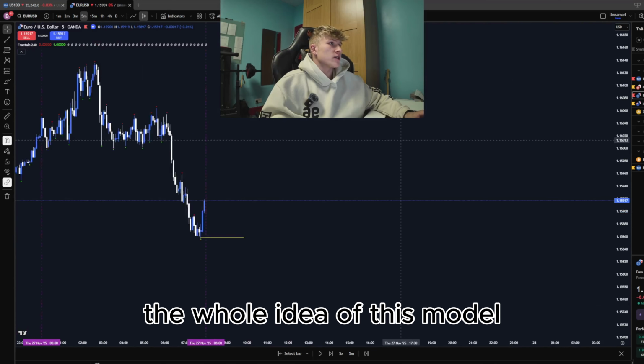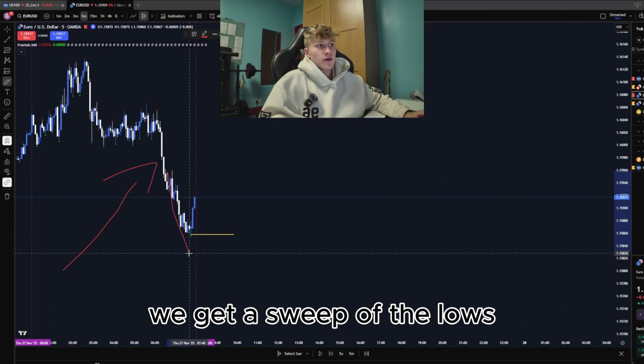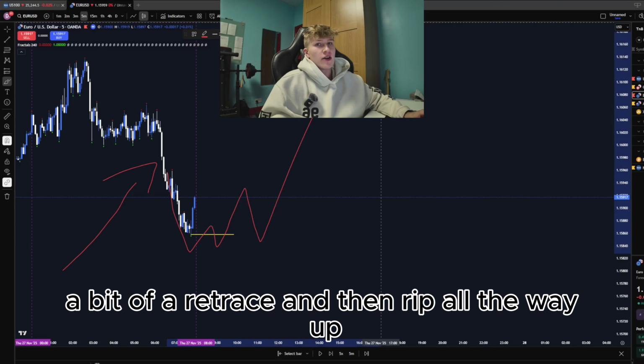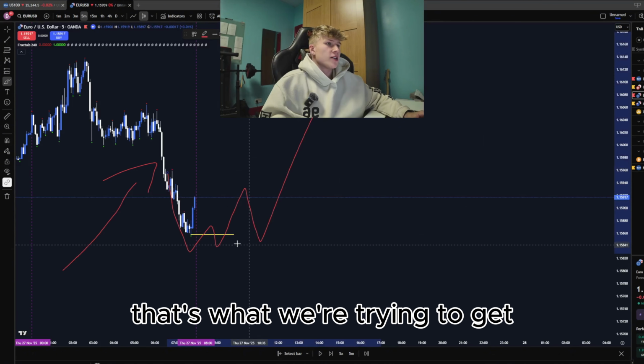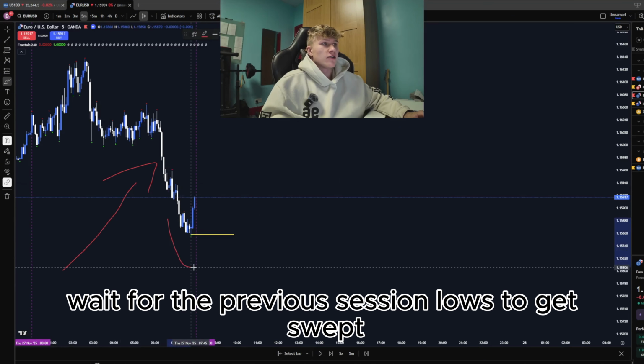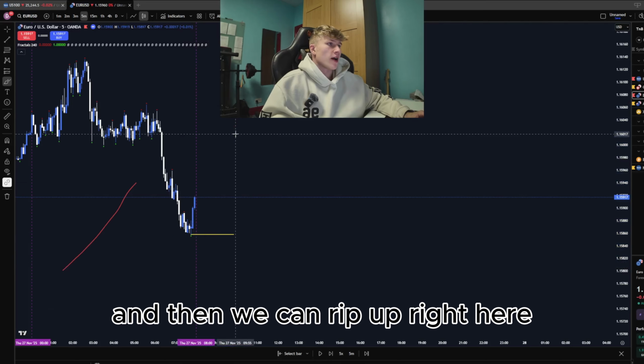The whole idea of this model is that we are overall bullish. We get a sweep of the lows, a bit of a confirmation, a bit of a retrace, and then rip all the way up. That's what we're trying to get. So the whole premise of this is: establish we're bullish, wait for the previous session lows to get swept. So we've got all of this liquidity to get swept, and then we can rip up right here.